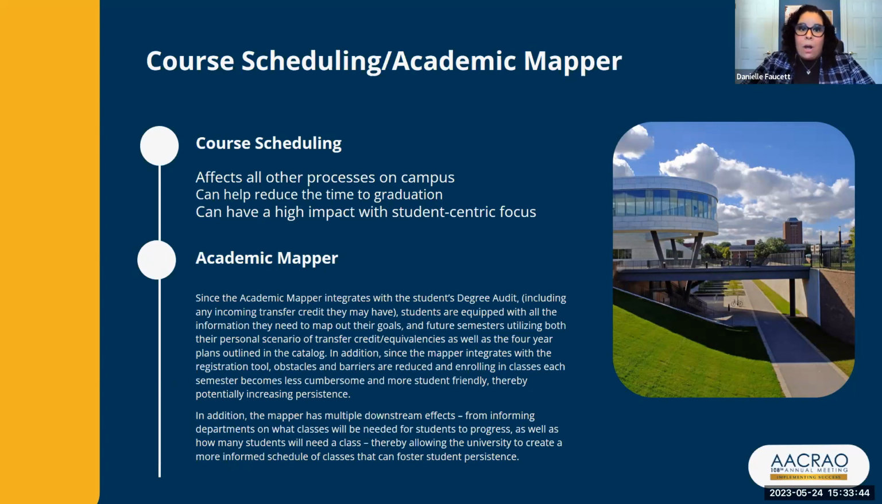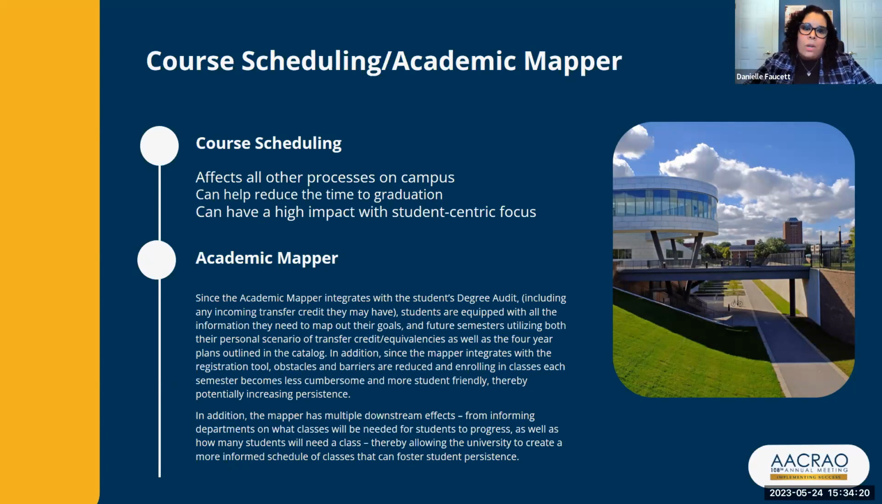The academic mapper also works with the course schedule to provide the support for student retention. Since the academic mapper integrates with the student's own degree audit, including any upcoming transfer credit they may have, students are equipped with all information they need to map out their goals, as well as future semesters, utilizing both their personal scenario and transfer credit equivalencies, as well as the 4-year plans outlined in the catalog. Moreover, since the mapper integrates with the registration tool, which is College Scheduler here at UMSL, obstacles and barriers are reduced, and enrolling in classes each semester becomes less cumbersome and more student-friendly, which can potentially increase student persistence.